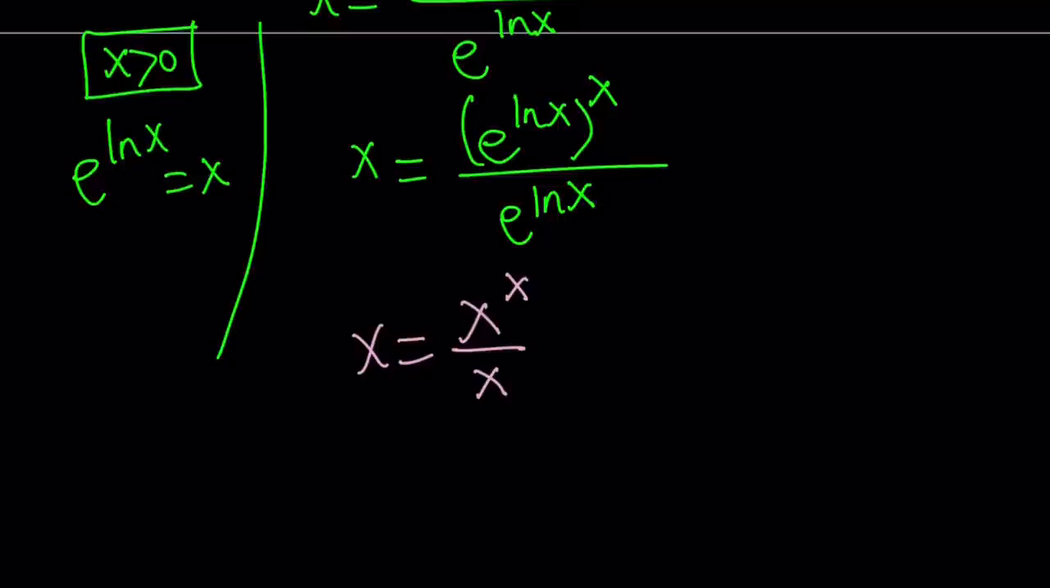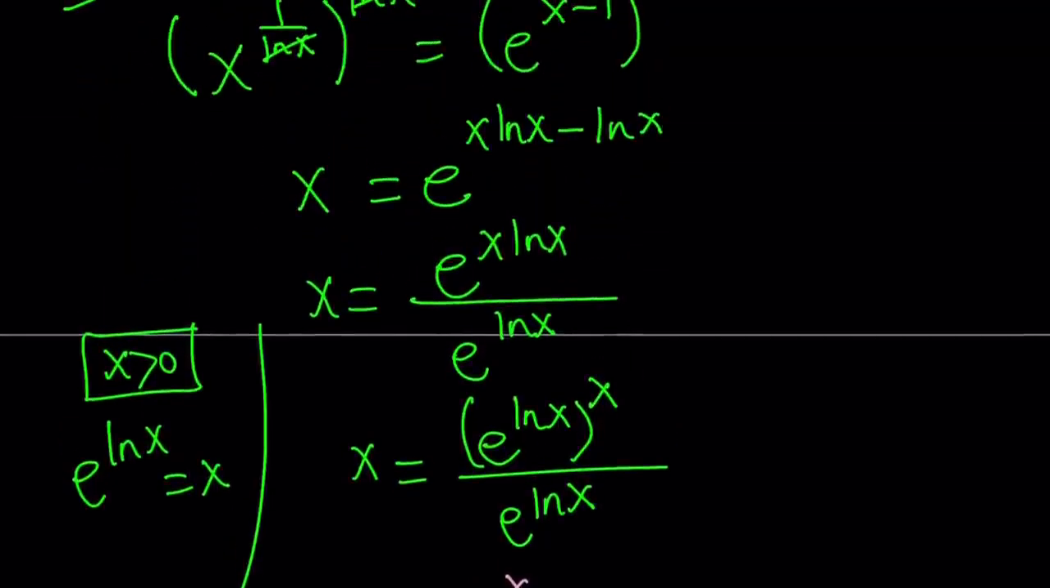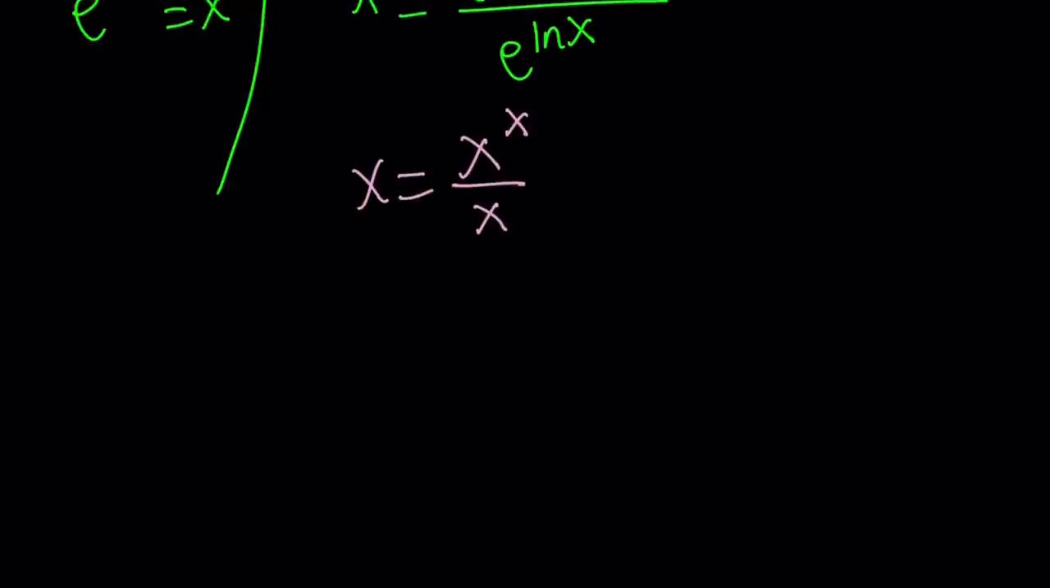Great. So why don't we just go ahead and cross multiply, noting that x does not equal 0, because we know that by definition or by domain, x is greater than 0. So x cannot be 0. We're good. Let's go ahead and cross multiply. We get x to the power x is equal to x squared. And that should give you the very obvious solution, x equals 2 from here, right?